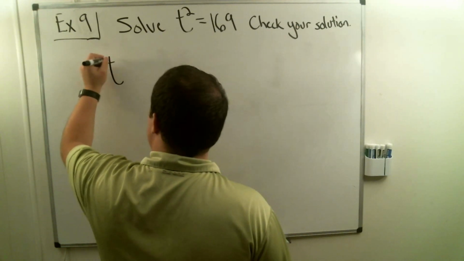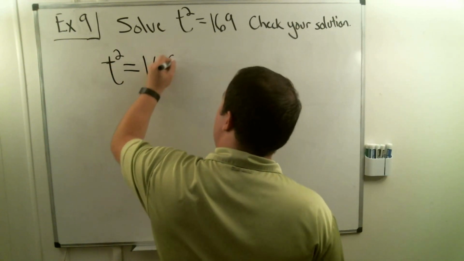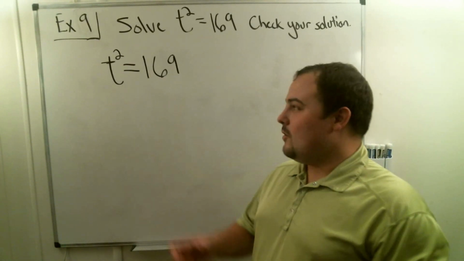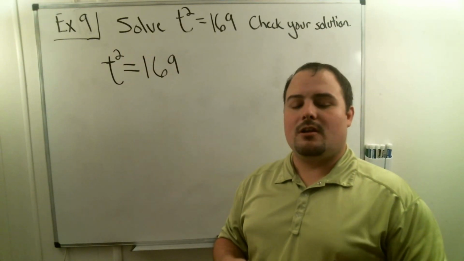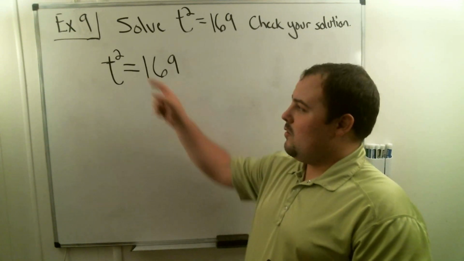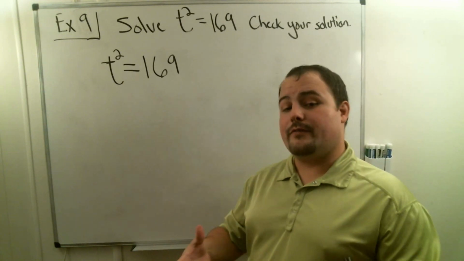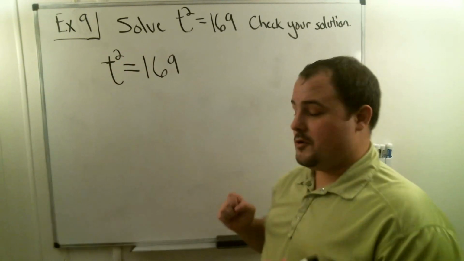I have t to the second power equals 169. Well, what I'm going to do is teach you there's a trick. In order to get rid of a square, you're going to take a square root. In order to get rid of a cube, you're later going to take a cube root. For right now, we're going to get rid of this square because our job in math is always to solve for the variable. So we're going to get rid of that square by taking the square root.